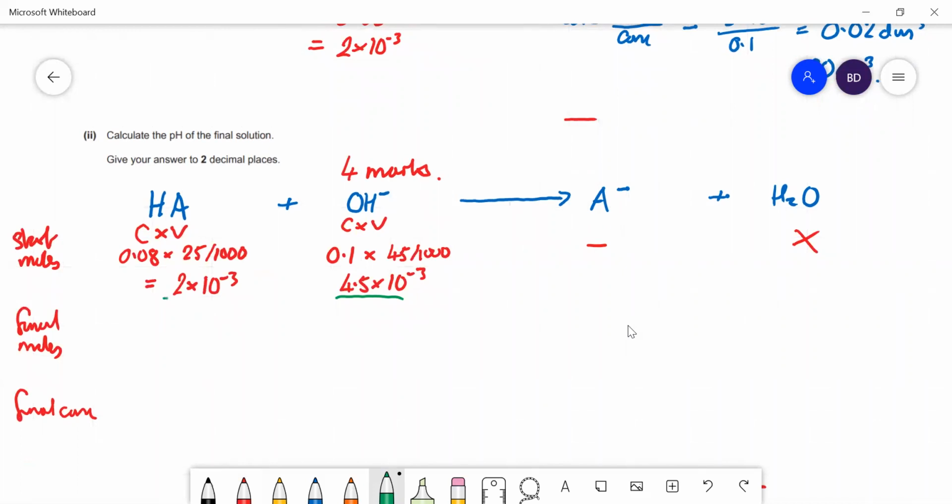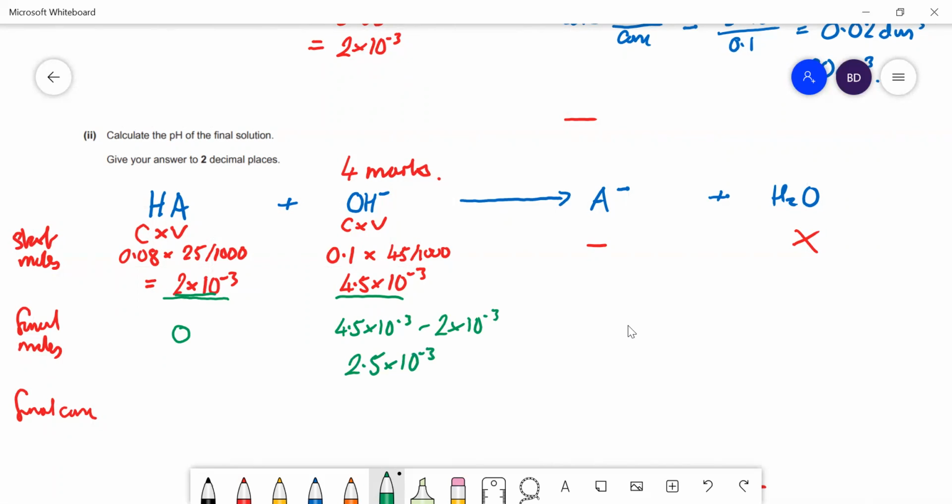So that's the HA, sorry. So all the HA is going to react, so the final moles of that is going to be 0. We can approximate that, none left. How much OH minus is left over? Well, they react in a 1-to-1, so it's going to be 4.5 times 10 to the minus 3 minus this amount, 2 times 10 to the minus 3. That's equal to 2.5 times 10 to the minus 3 moles.